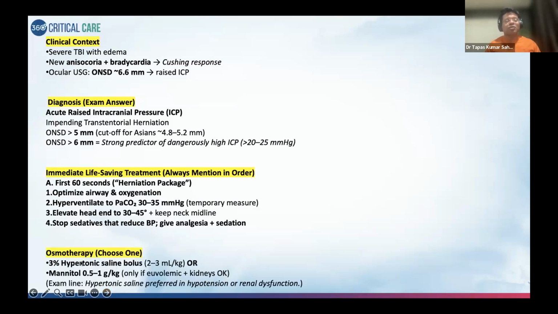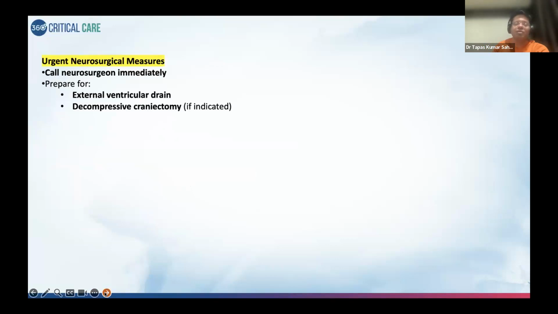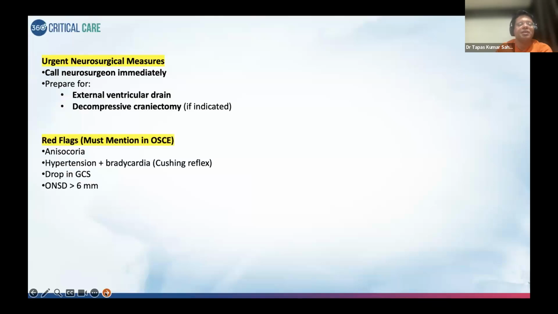Now the next one would be osmotherapy. You have to choose either of the two. 3% hypertonic saline, bolus 2 to 3 ml per kilogram, or mannitol 0.5 to 1 gram per kilogram only if patient is euvolemic and kidneys are working well. So hypertonic saline is preferred in hypotension or renal dysfunction. Now, next one would be urgent neurosurgical measures. Call the neurosurgeon immediately. Prepare for external ventricular drain and decompressive craniotomy if indicated.